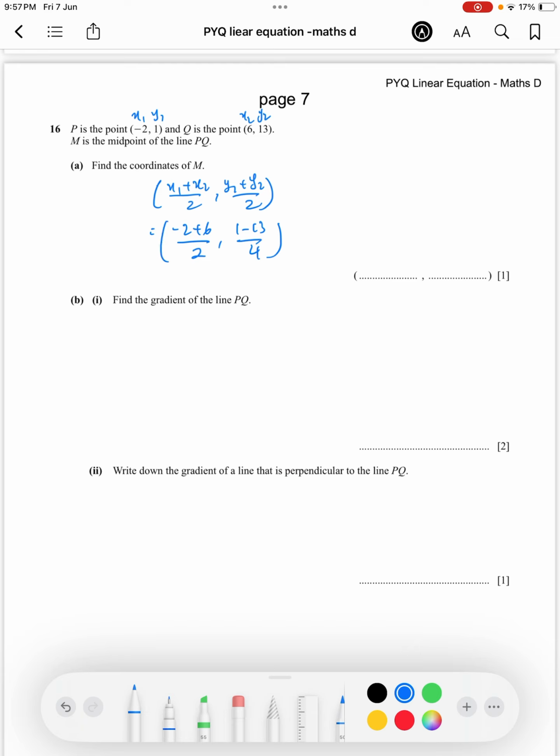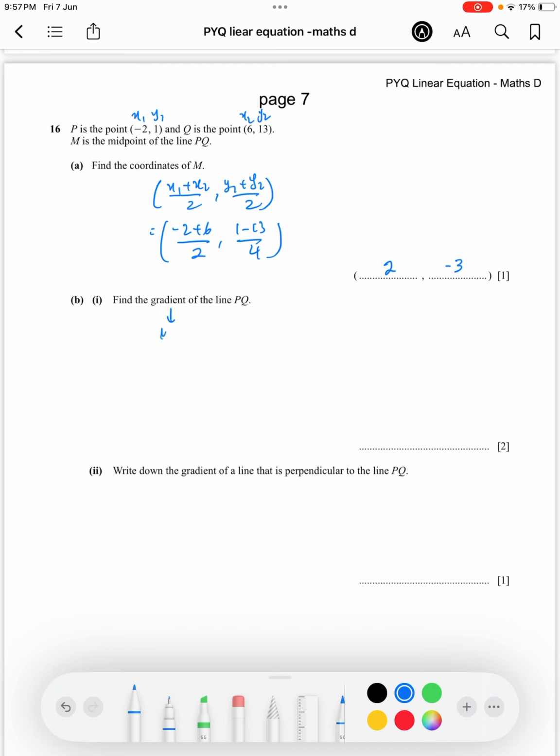Simplifying that, and you should get (2, minus 3). Okay. Next question. Find the gradient of line PQ.